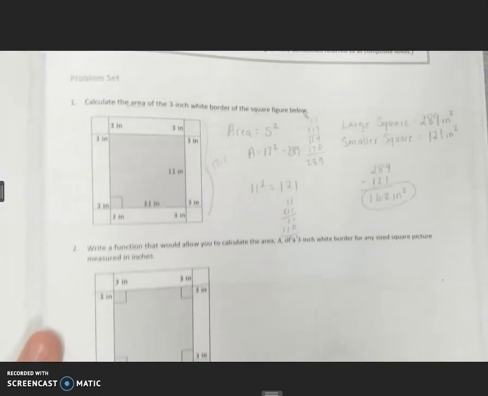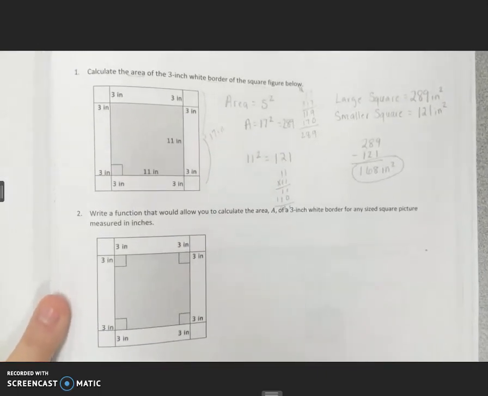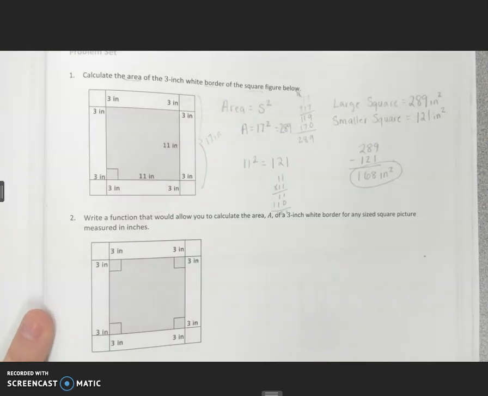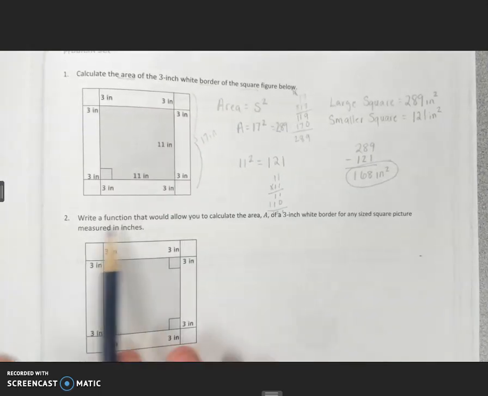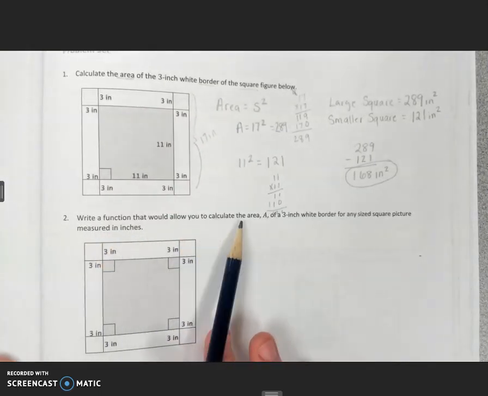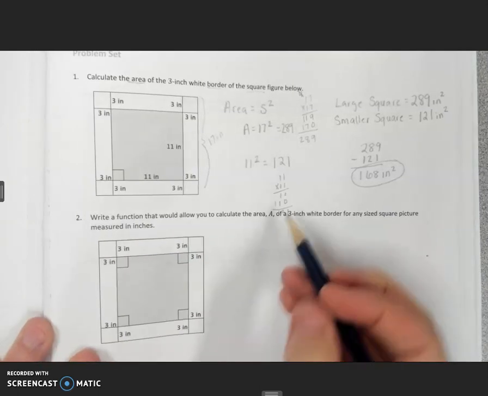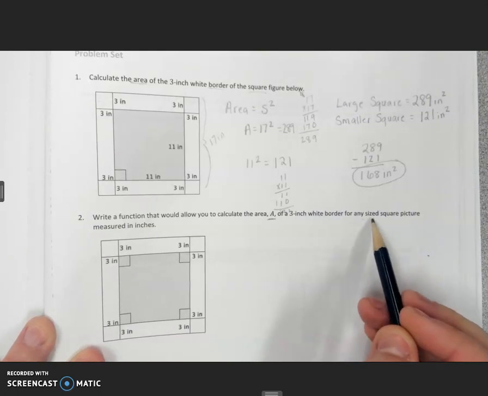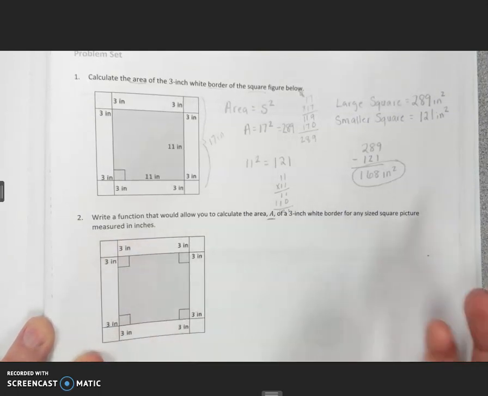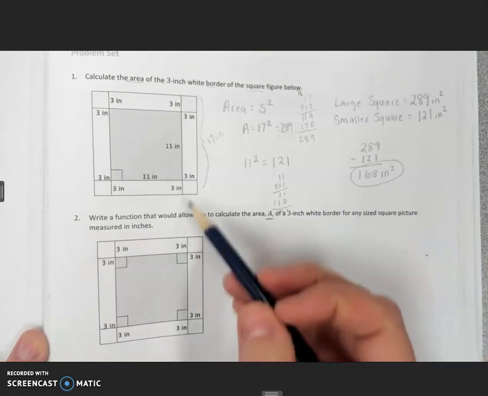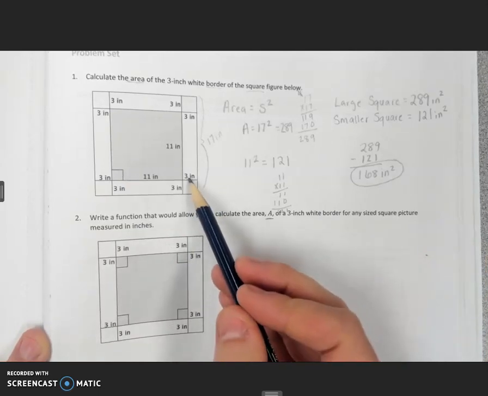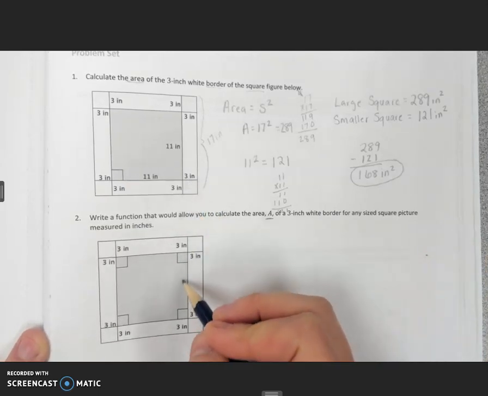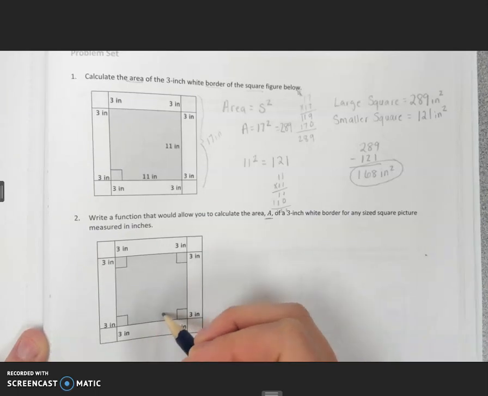I'm going to adjust so we can see number 2. Okay, because remember, our homework is number 1 and 2. So this one: write a function that would allow you to calculate the area, A, usually area is always represented by A, of a 3-inch white border for any size square picture measured in inches. So let's look at this. It looks really familiar. 3-inch border, just like number 1. Oh, but it doesn't tell us what our inside dimensions are.